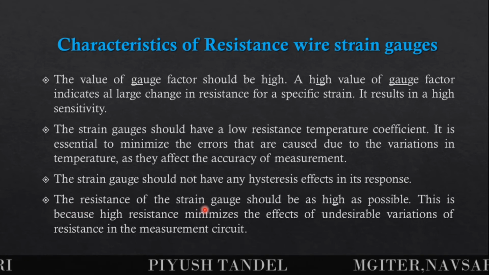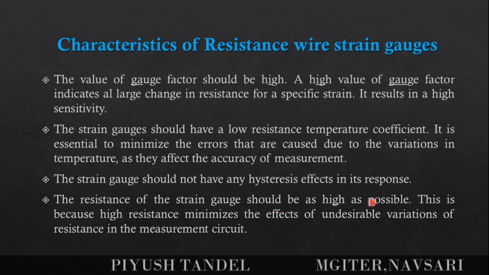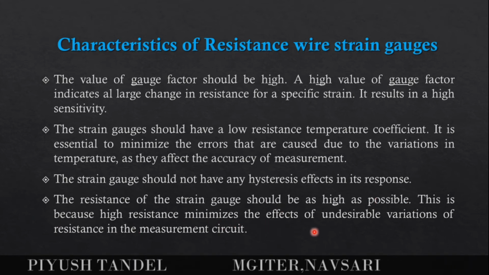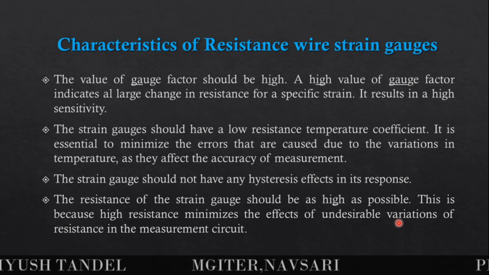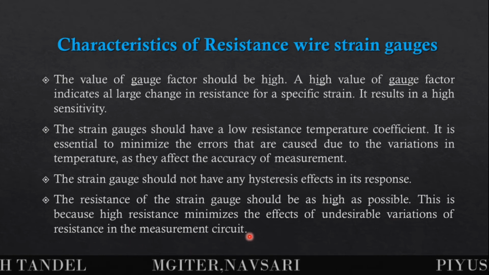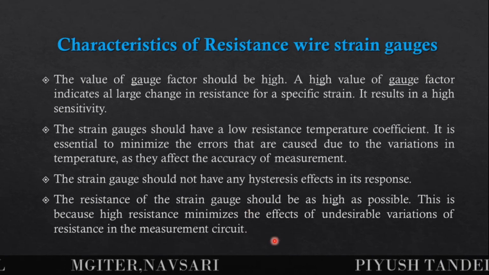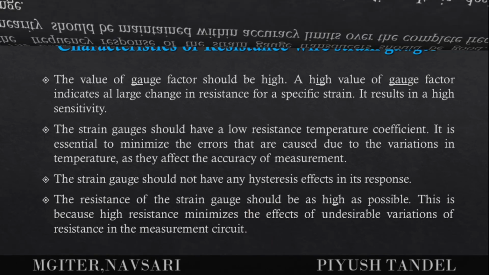The resistance of the strain gauge should be as high as possible. This is because high resistance minimizes the effect of undesirable variation of resistance in the measurement circuit. This is why the resistance of the strain gauge needs to be very high.